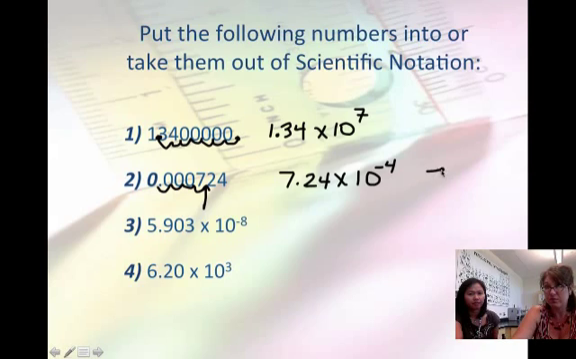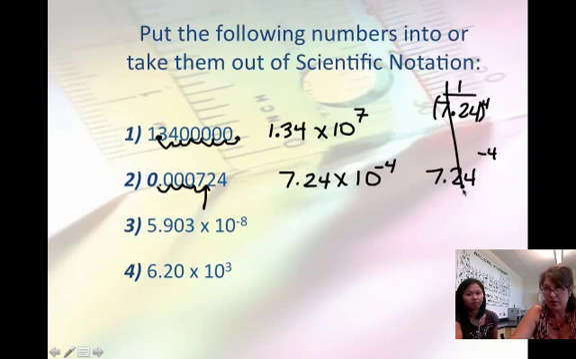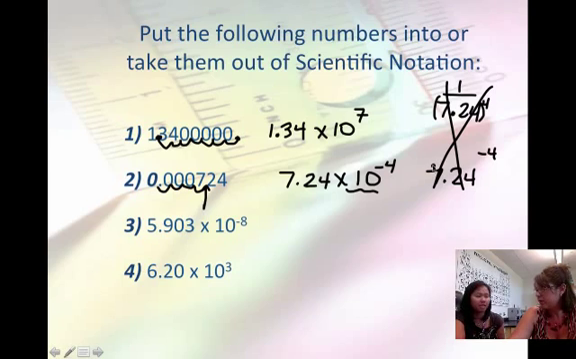Please don't write it like this, because that means something different. That means you have 1 over 7.24 raised to the 4th power. So don't write it without the times 10, because we're talking about scientific notation. Those are 2 different kinds of operations. We'll show them how to use their calculators for this in our next podcast.